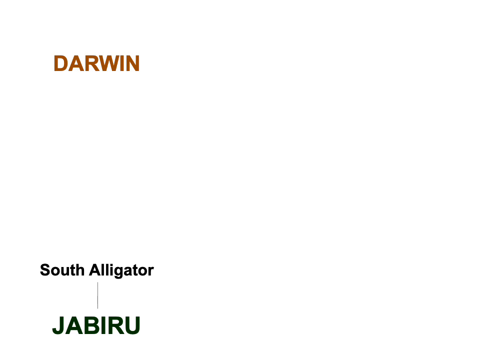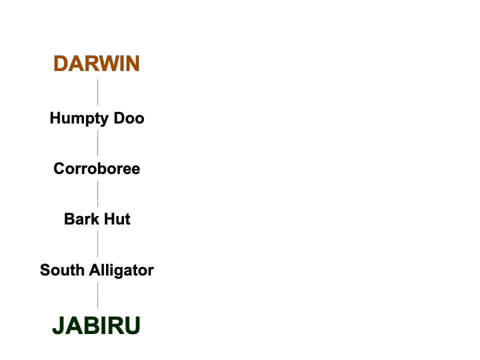We can think about it a bit like planning for a journey. If we're in Darwin and we want to get to Jabiru, we know we need to get to South Alligator before we get to Jabiru. We need to get to Bark Hut before we get to South Alligator. Corroboree needs to come before Bark Hut, and Humpty Doo is directly after Darwin. So we can see all the places we need to be in order to get from Darwin to Jabiru.